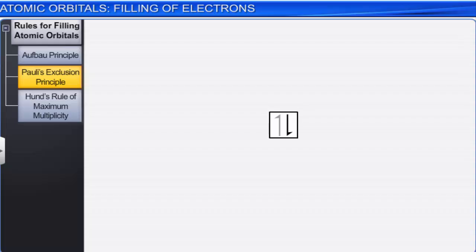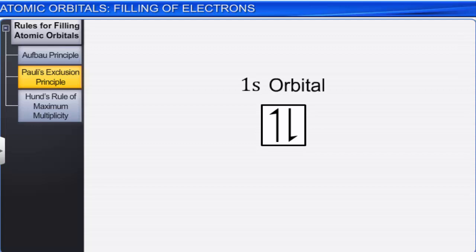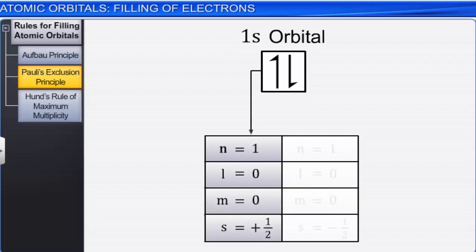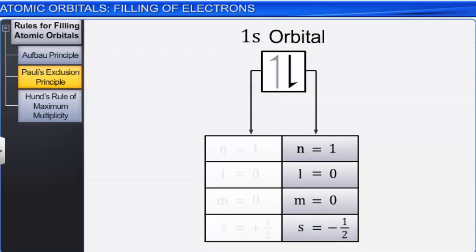Let us write the values of 4 set of quantum numbers for 2 electrons in 1s orbital. As shown here, the values of n, l, m and s for the first electron are 1, 0, 0 and plus half. The values for the second electron are 1, 0, 0 and minus half. This shows that the 2 electrons have the same values for n, l and m, but different values for s.